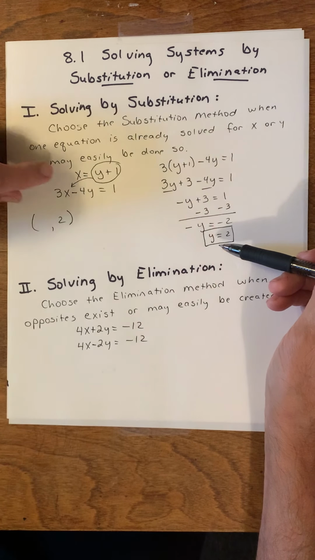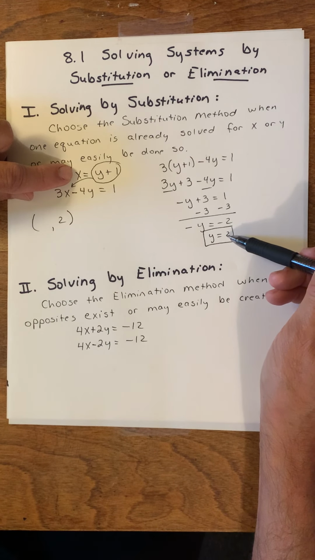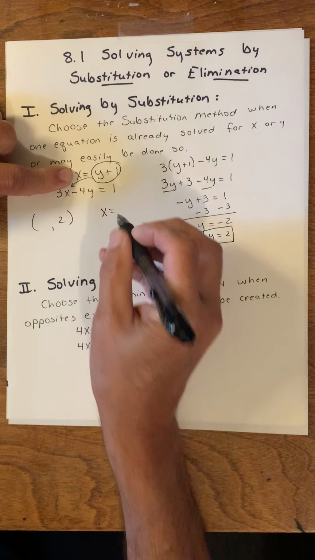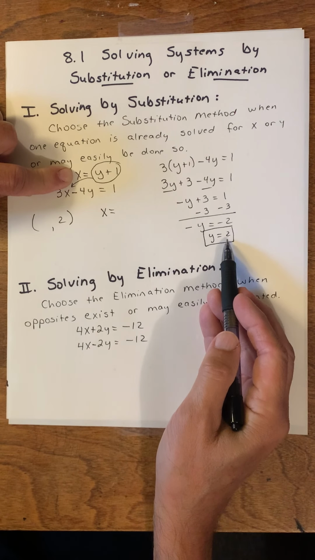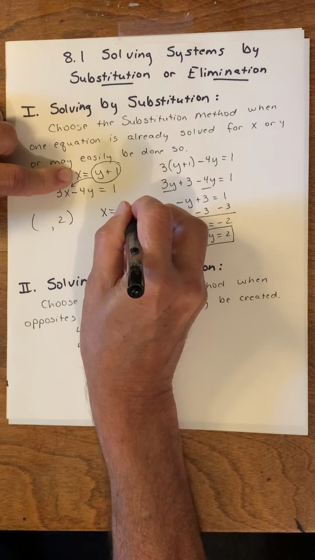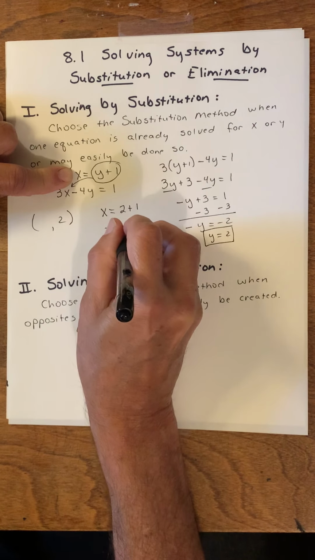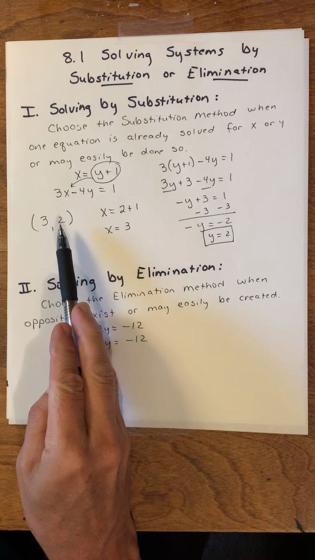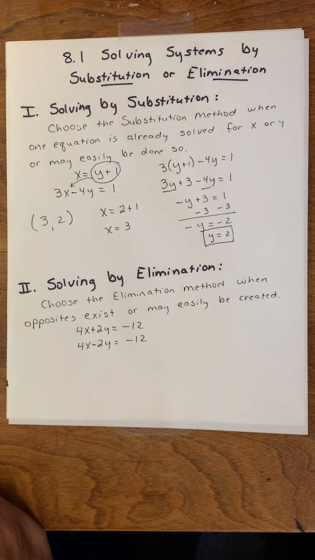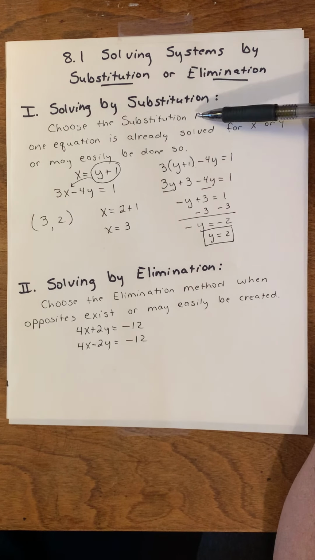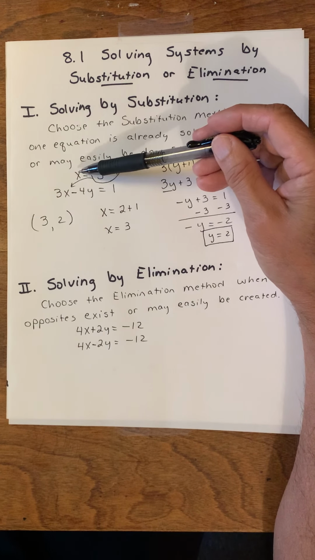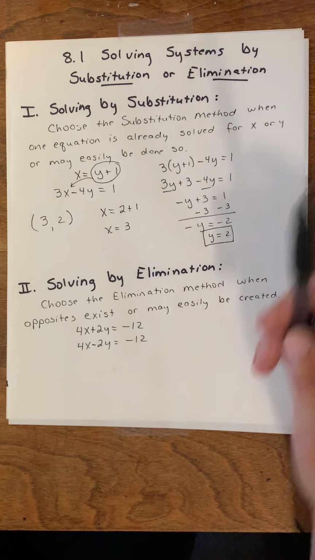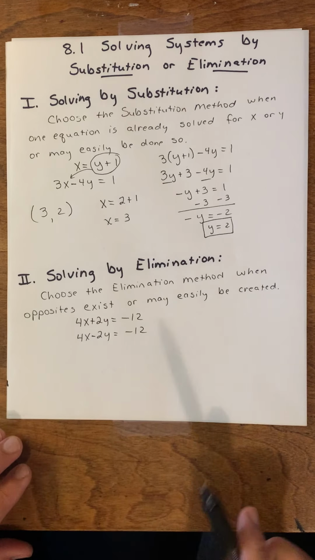So all I'm going to have to do is substitute 2 for y in either of these equations. This is the simpler of the two. So x is y plus 1, but wait a minute, y is 2. X is 3. So I have my solution, my point of intersection, the point (3, 2). Again, I choose the substitution method when one of the equations is solved for x or y, or may easily be done so.